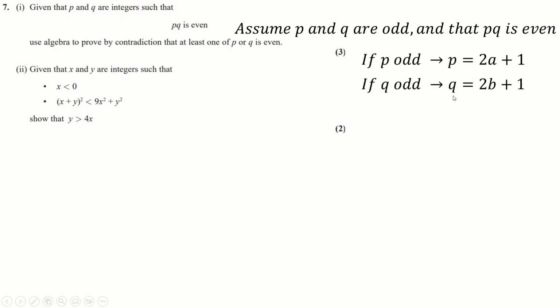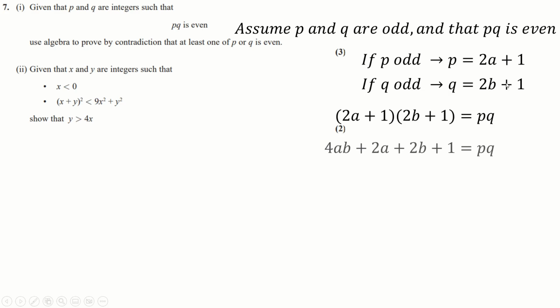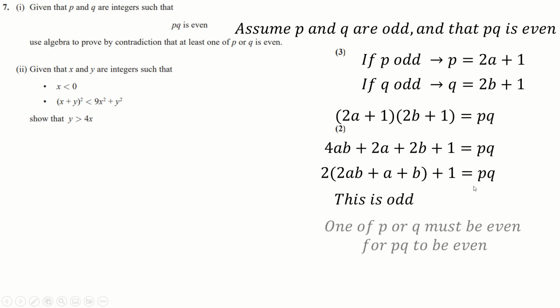And then we can just times pq together and see what happens. Let's times this and this together. We get this, we expand out, we factorize out 2 from the first 2, and this is clearly an odd number, because it's 2 times something plus 1. So this is odd, and so by contradiction, at least one of p or q must be even for this to work.